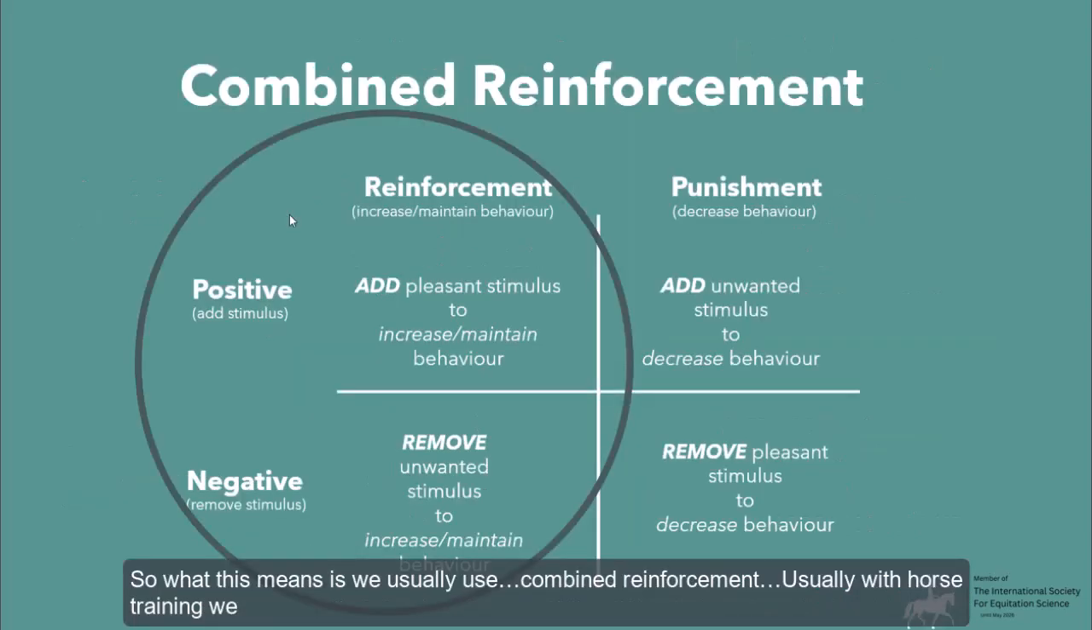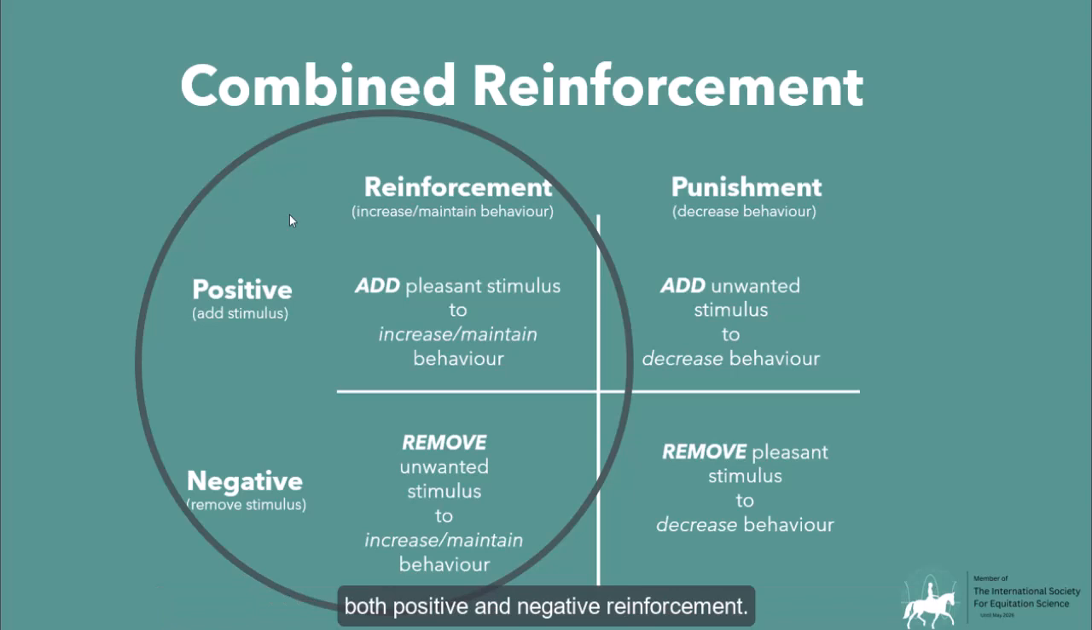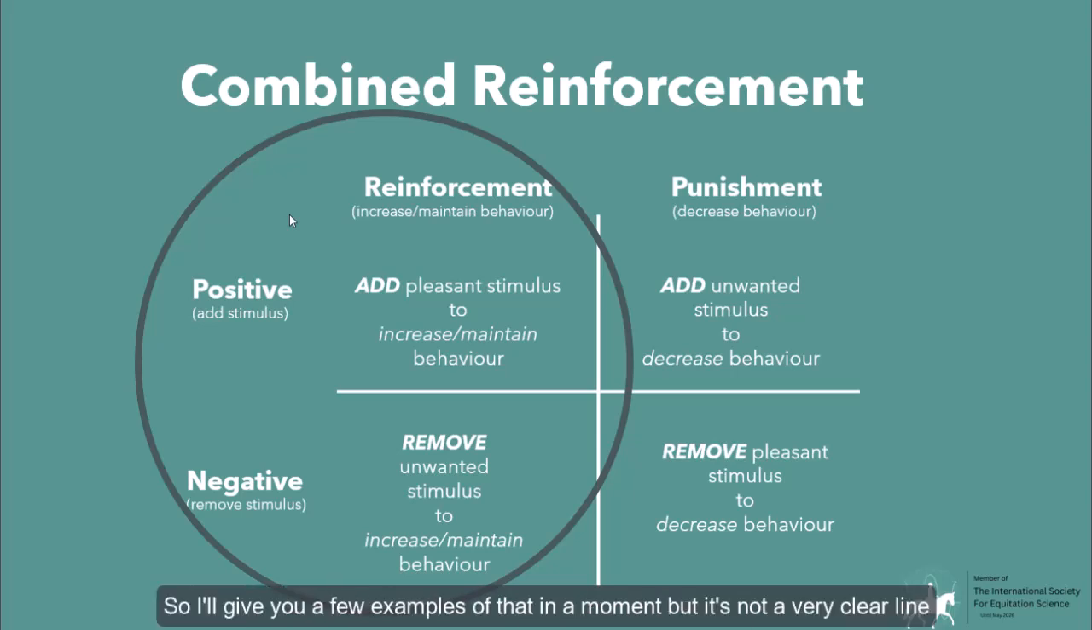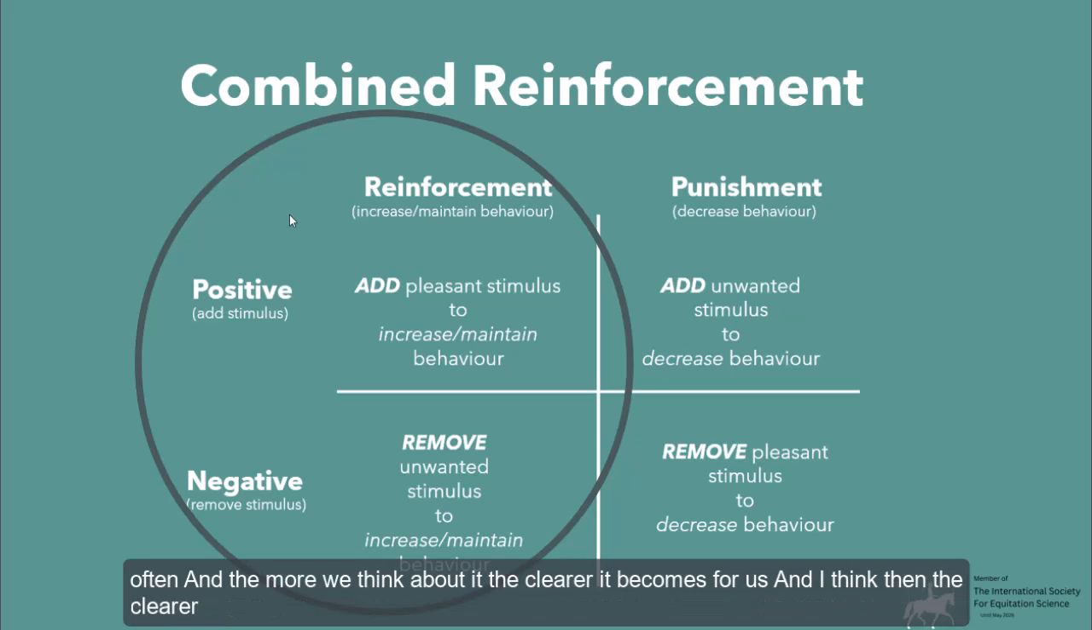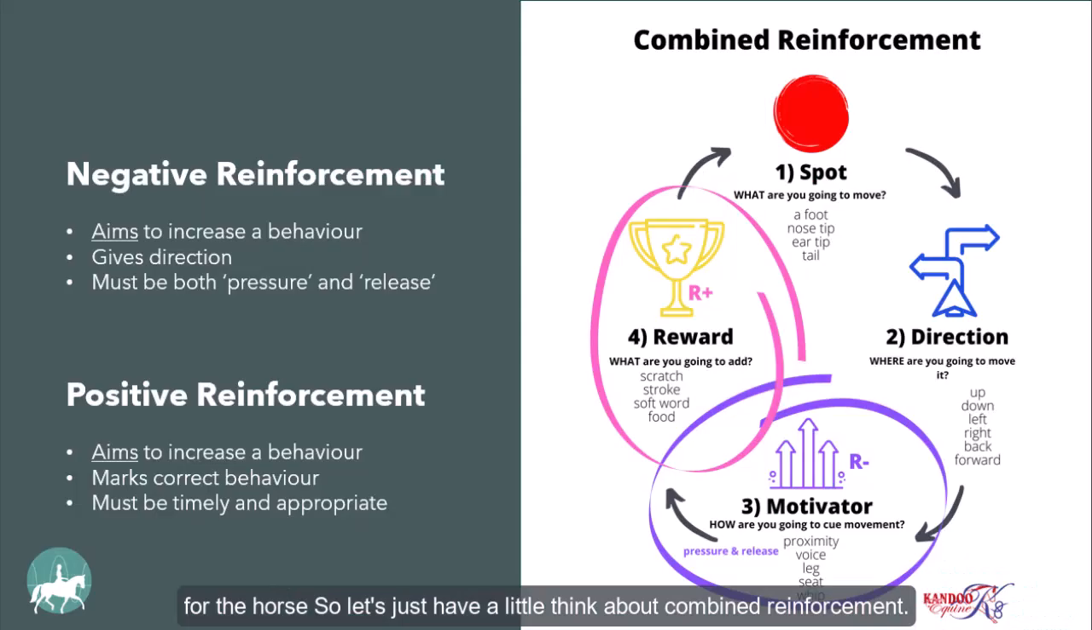So what this means is we usually use combined reinforcement. With horse training, we usually try and stay within the reinforcement quadrants, and we use a combination of both positive and negative reinforcement. So I'll give you a few examples of that in a moment, but it's not a very clear line often, and the more we think about it, the clearer it becomes for us. And I think then the clearer for the horse. So let's just have a little think about combined reinforcement.